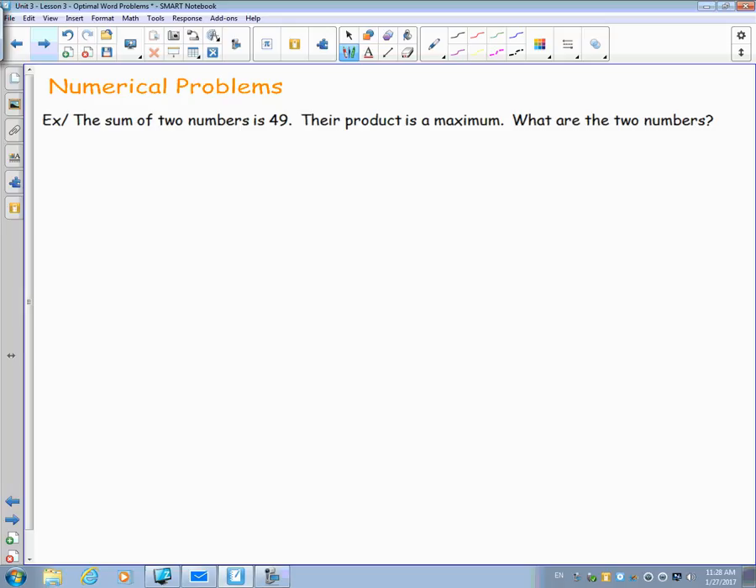So some kinds of problems we should be familiar with. Numerical problems. Ones that just involve numbers. Okay, the sum of two numbers is 49. Their product is the maximum. I don't know what the numbers are. I'm being asked to find that.